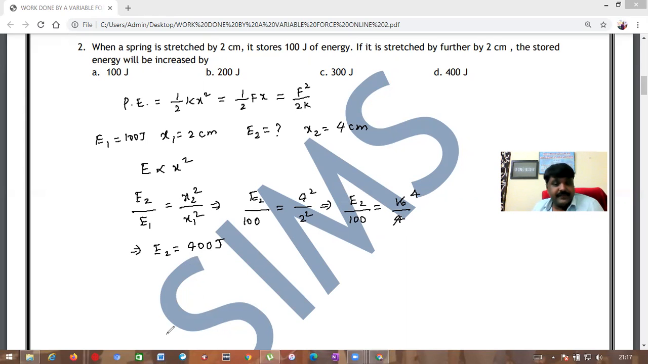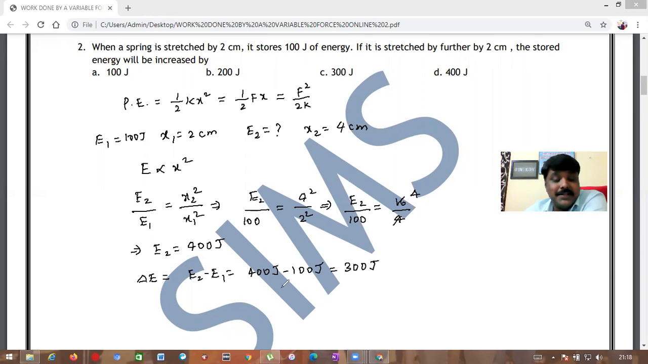That means if you answer 400 joules here, you can observe 400 joules is not the correct answer. We need to check the question once again. If it is stretched further by 2 centimeters, the stored energy will be increased by. Increase is said. How much is initial? 100. How much is final? 400. Then the increase in energy, let us say delta E equals E2 minus E1, that is 400 joules minus 100 joules, which equals 300 joules.